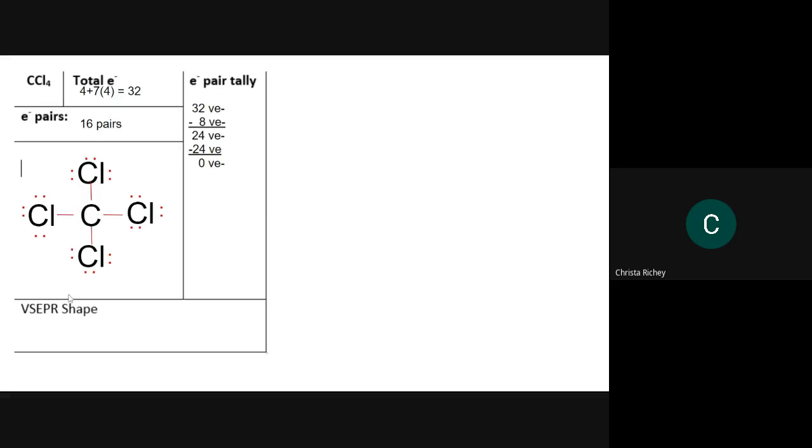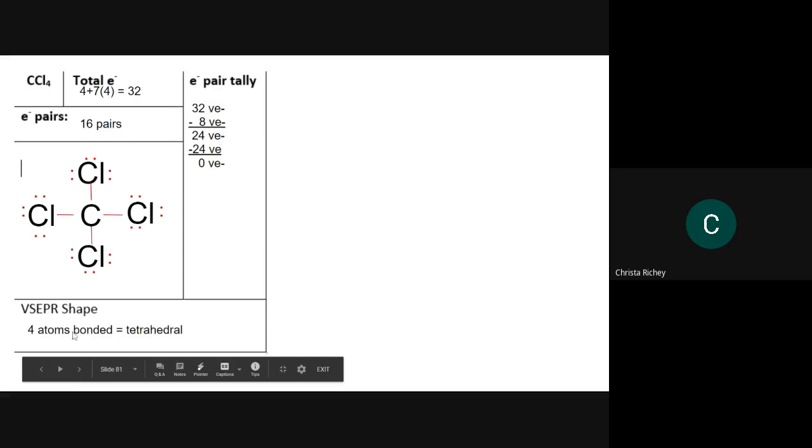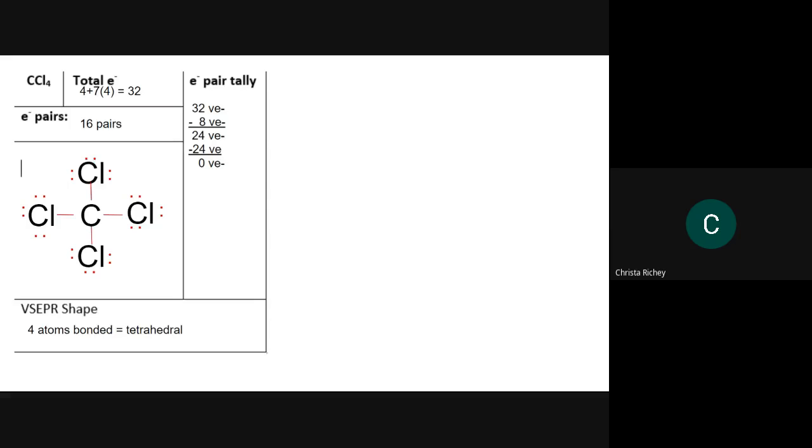Everybody has a full octet. This particular shape is called tetrahedral. If there's all 4, there's no lone pairs anywhere. Everything sticks off up, down, left, right, like a cross in tetrahedral formation.